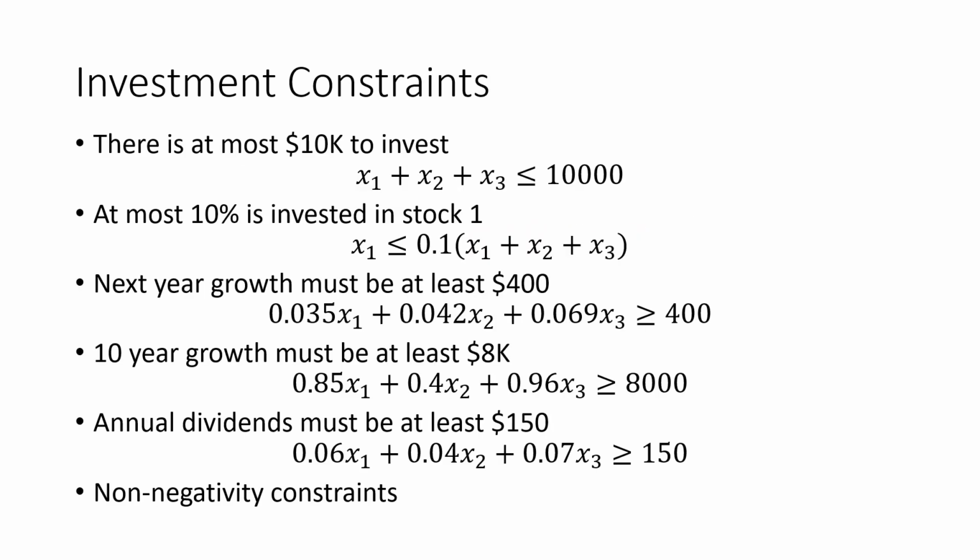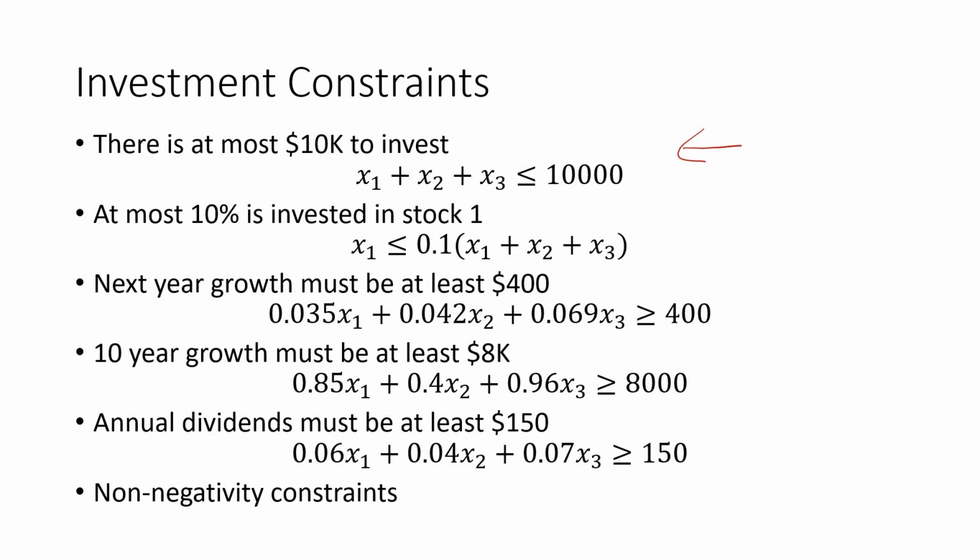But now what's holding us back? There were those 4 statements, plus a couple of other things that we need to take into account. First off, there is at most 10K to invest. So the total amount you invest can't be any more than 10,000. X1 plus X2 plus X3 has to be less than or equal to 10,000.